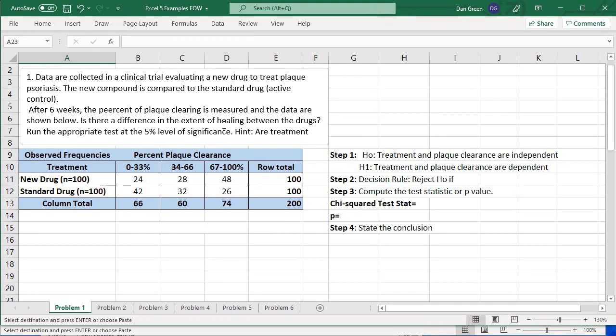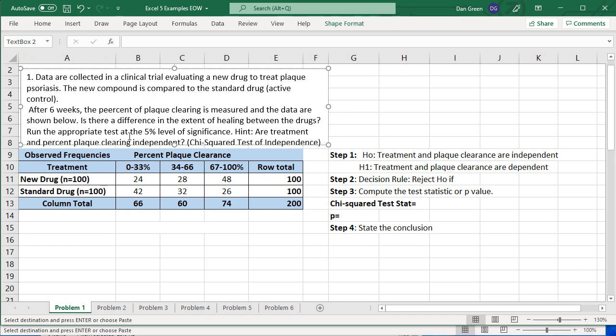This example is like problem 1 from the week 5 Excel assignment. We have some data collected from a clinical trial evaluating a new drug to treat plaque psoriasis. The new compound is compared to the standard drug, so it's an active controlled trial. After 6 weeks, they look at the percentage of plaque clearing. They measure that, and then the data are shown below here.